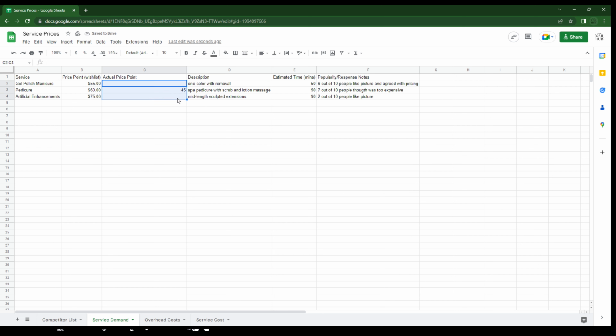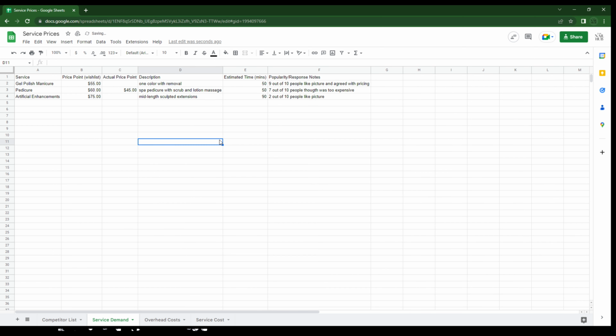So again, this gives you an idea of how far off you are from what the clients are expecting, and it gives you a benchmark idea of how you need to balance your service costs and all of your overhead against these prices, which we'll get into in just a second.